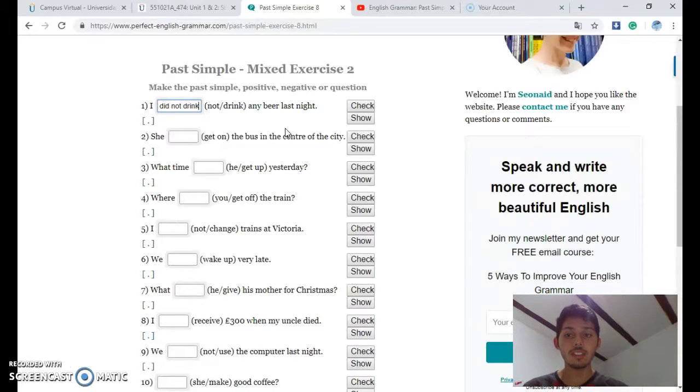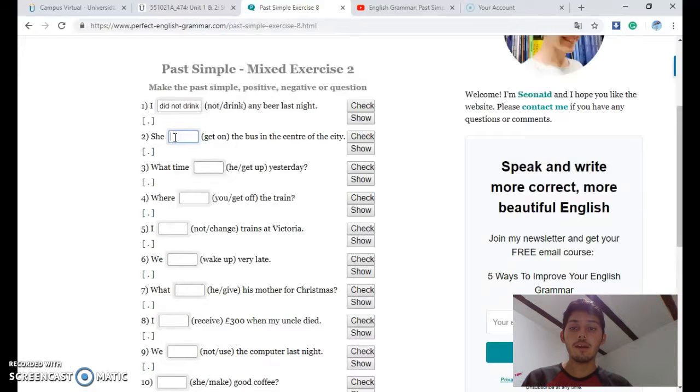So now the second exercise is she, blank space, get on the bus in the center of the city. In this case, it's not a negative sentence and it's not a question. So we have to go back to the first explanation and remember that we have two types of verbs. In this case, get is an irregular verb. If we don't know the form of get in past, we can look on the internet. There are a lot of websites where you can find thousands of irregular verbs in the three forms: present, past, and participle. In this case, I know the form. So she got on the bus in the center of the city. Ella se subió al bus en el centro de la ciudad. That would be the meaning in Spanish.